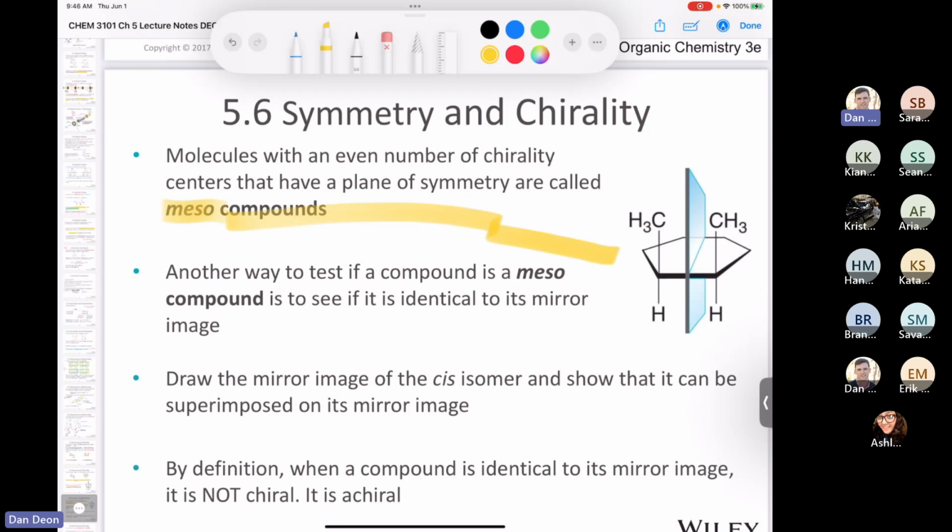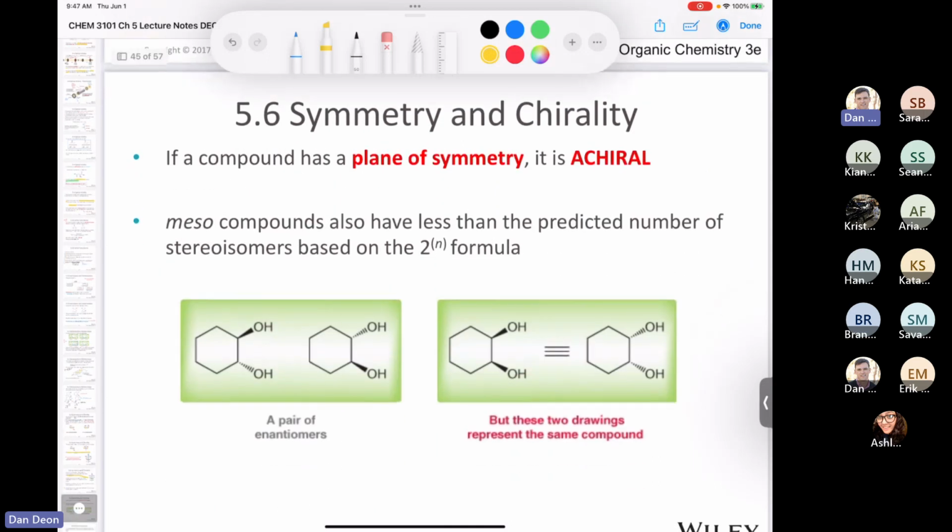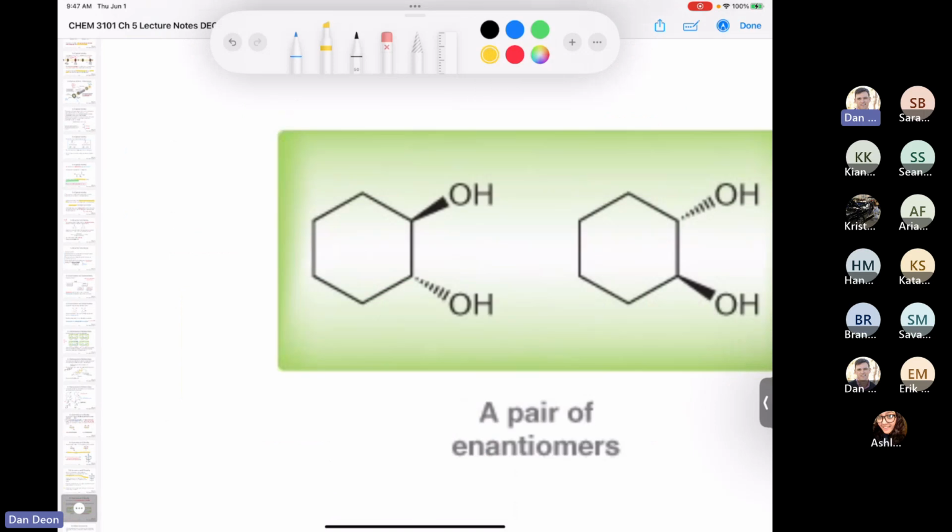Another way to test if a compound is meso is to see if it's identical to its mirror image. If it is, it can be a meso compound. And so by definition, when a compound is identical to its mirror image, it's not chiral, it's achiral. It's not going to rotate plane polarized light at all. There you go. So let's zoom in on this compound here.